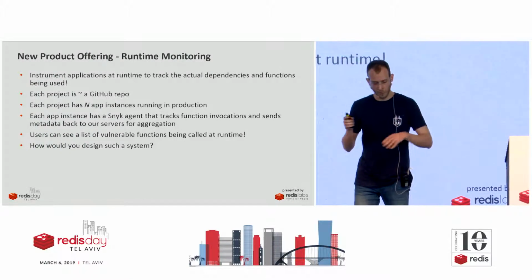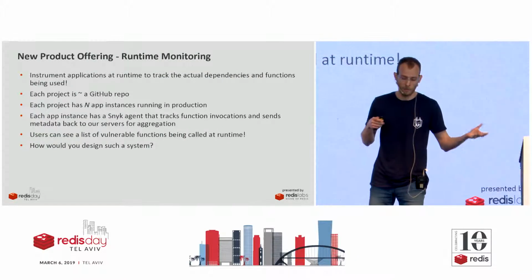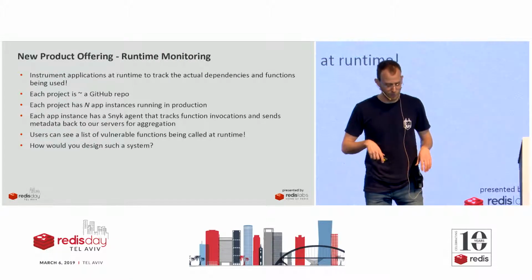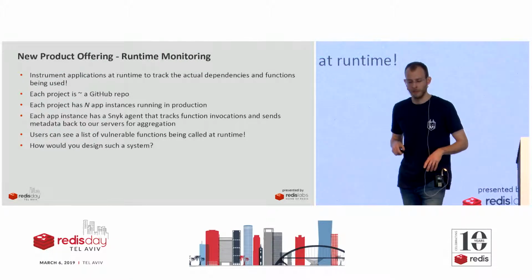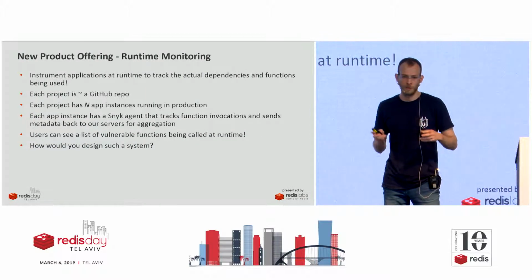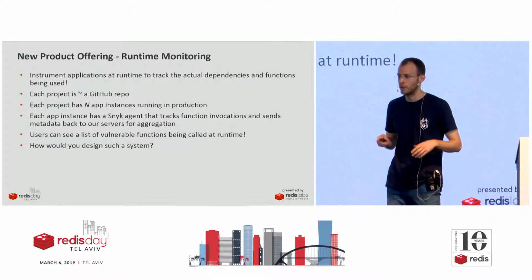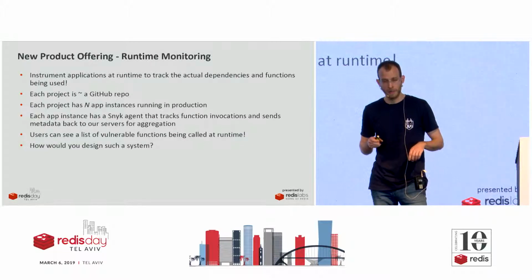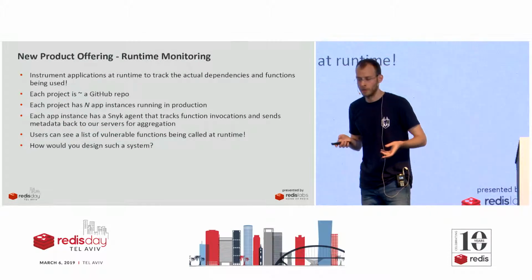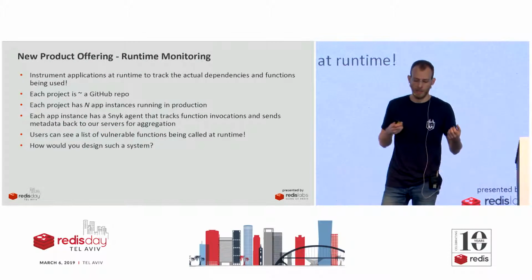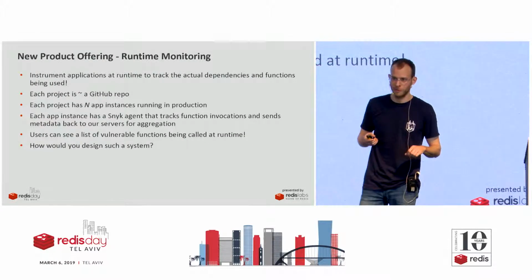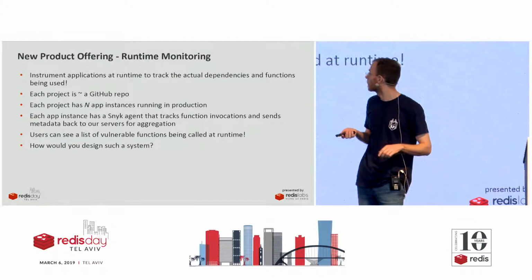So a few terms to begin with. Let's say a project could be a GitHub repository. A project could have multiple runtime instances. And each such instance should have some sort of running software that helps instrument and track what goes on there. And the vision is somehow presenting to our users, as fast as we can, whether or not a vulnerability is being invoked. And the question is, how can we design such a system?